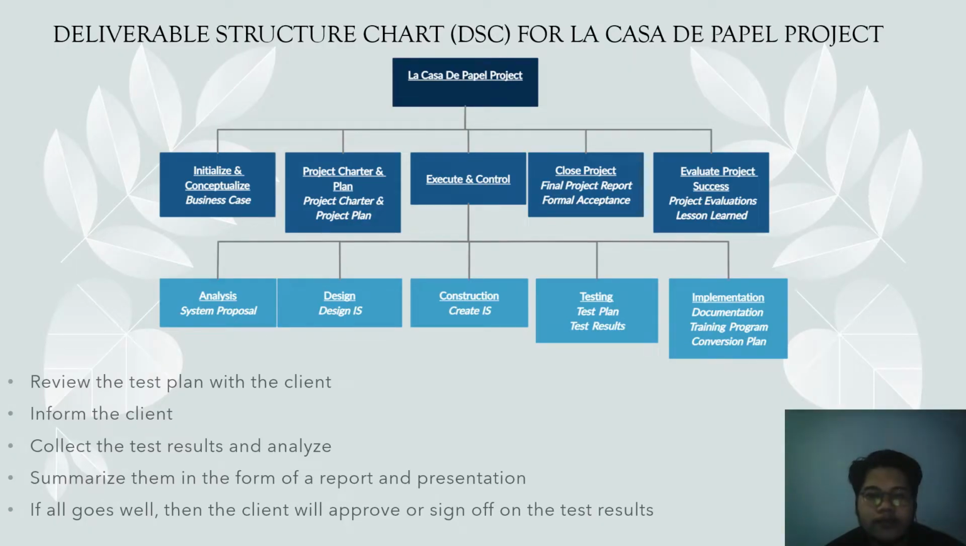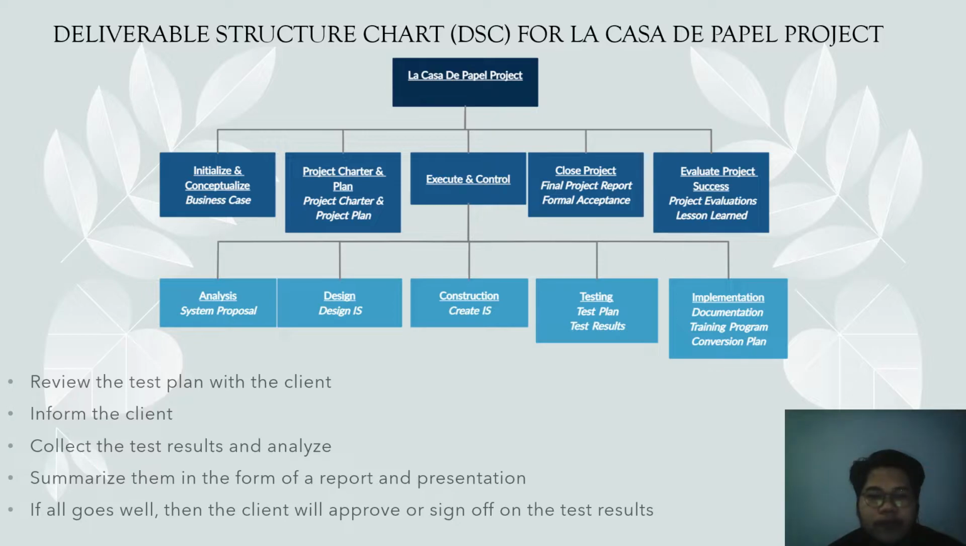For the DSC LaCasaDePapel project, the DSC defined the phases and deliverables for our project. Now we can subdivide the project work into lower level of detail or components that represent a verifiable product, service or result. After a team meeting, let's say that we have identified and discussed several activities that we need to do in order to produce the test result document.